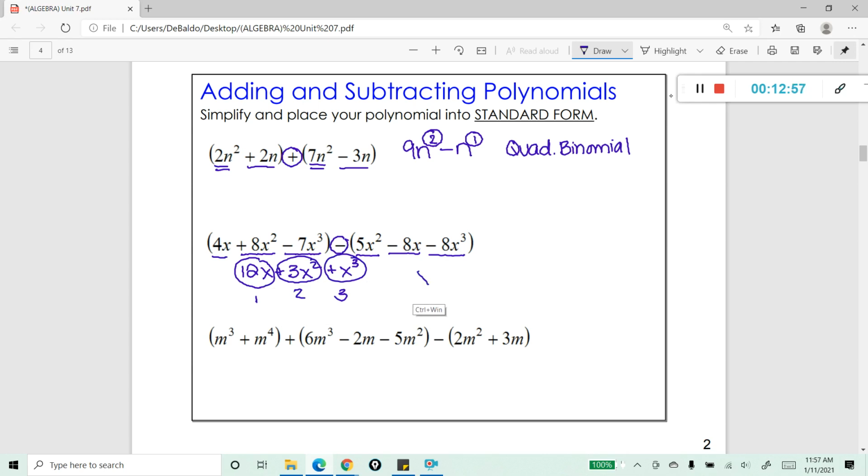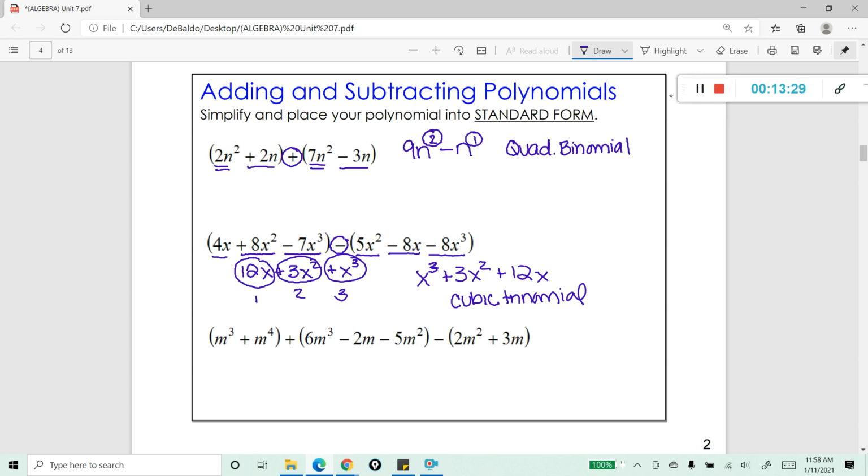So I'm just going to rewrite it as x cubed plus 3x squared plus 12x. And this is standard form of the polynomial. And we're going to call this a cubic trinomial. The largest degree is 3, and there are 3 terms. So therefore, cubic trinomial.